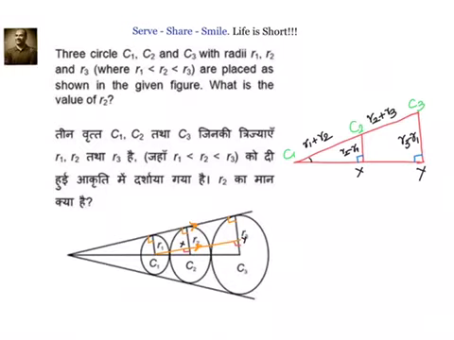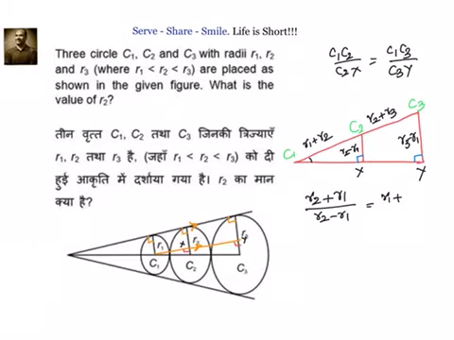We can write down R2 plus R1 divided by R2 minus R1 is equal to C1C2 by C2X. C1C2 by C2X is equal to C1C3 divided by C3Y. What is C1C3? C1C3 is R1 plus 2R2 plus R3, divided by C3Y, that is R3 minus R1.